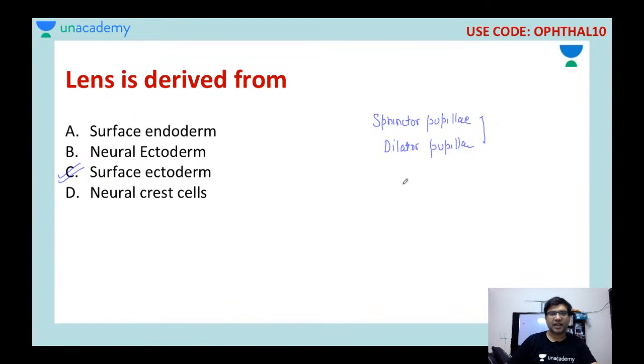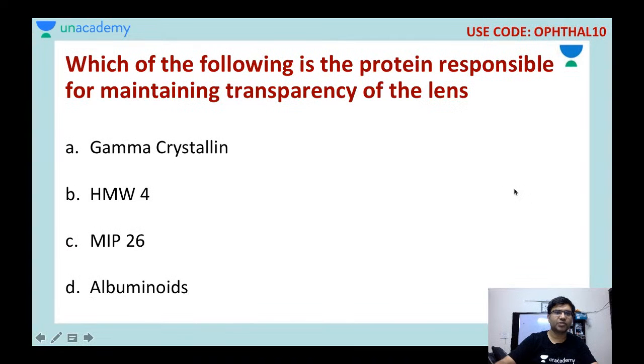So then the answer becomes neural ectoderm. Though they are muscles, they would not be derived from the mesoderm, they would be derived from the neural ectoderm. An important point to remember. Okay, chalo, let's move to our next question.